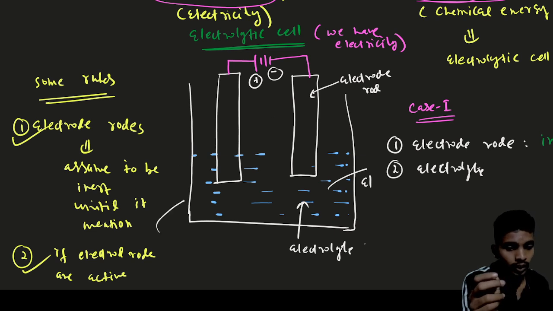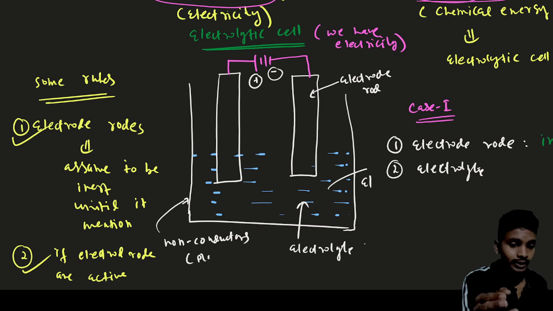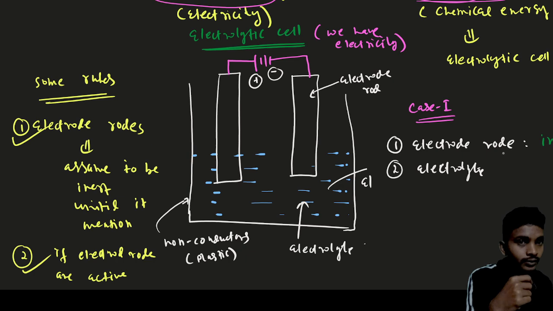And this wall has to be non-conductive, otherwise if you touch it, since our blood has good conductivity, we may get into trouble. So you take the wall of the beaker as a non-conductor. Any plastic we can take.